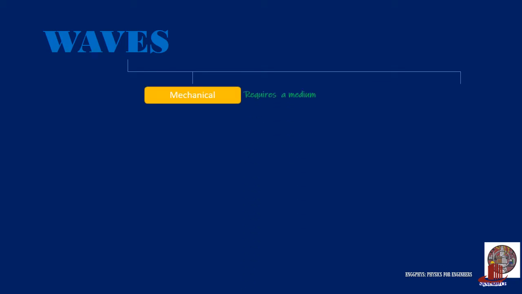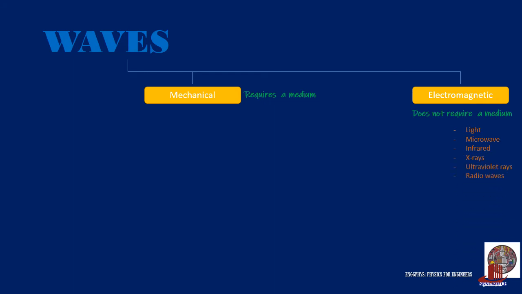Mechanical waves are those which require a medium such as water or air to propagate. The other classification is electromagnetic waves, which can propagate even in a vacuum. Examples of electromagnetic waves are light waves, microwave, infrared waves, X-rays, ultraviolet rays, and radio waves.